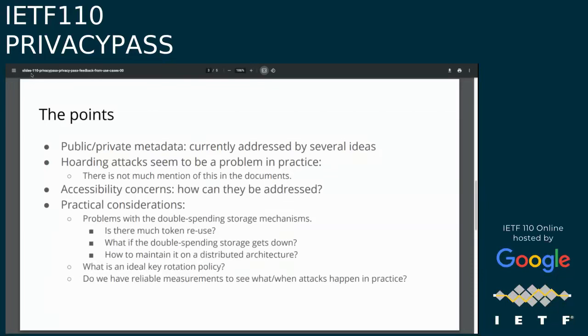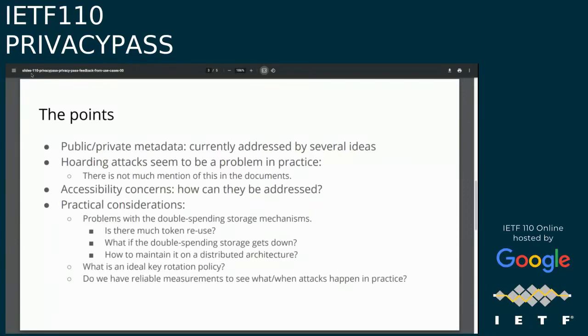In practical considerations, there was a lot of talking about the double spending storage mechanism. This is basically a database in which you store all of the tokens that are spent, so you can later check against this storage to see if the token has been spent in the past and cannot be spent anymore, and so try to solve the problem of double spending. In practice, it seems really difficult to implement this mechanism in the safest way. At least that was the feedback. And it's specifically difficult in the case of distributed architecture.